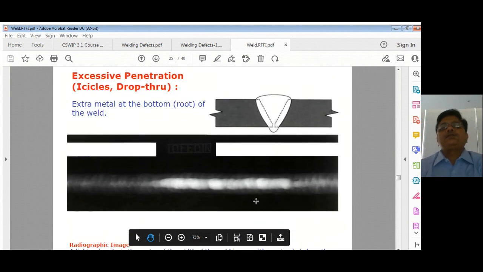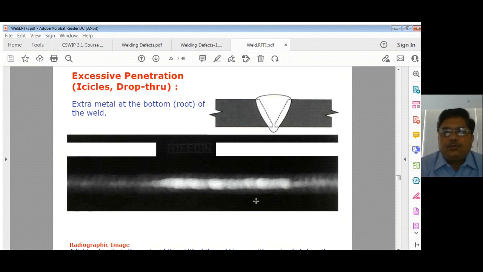Next comes excessive penetration, also called icicles or drop through. So it will be white in nature and it will be a very big patch like this. Excess penetration means it has to be light, because the radiography takes more time to go through that and give you a film image. So it will be light in color. If there is a burn through here, it will be dark in color. So less material, dark, and more material, it will be light in color.